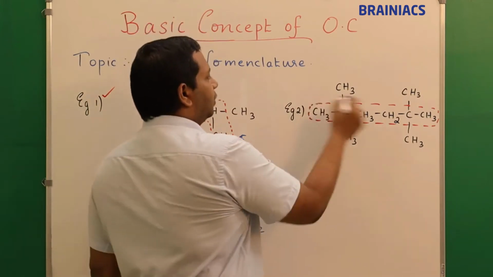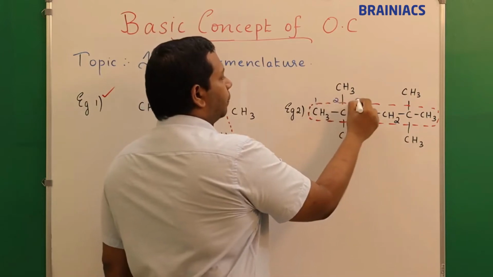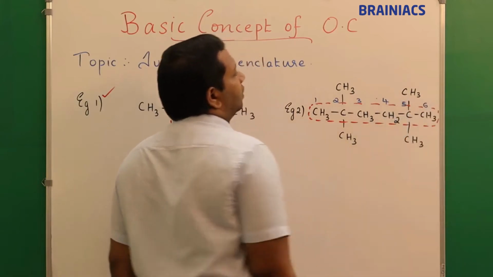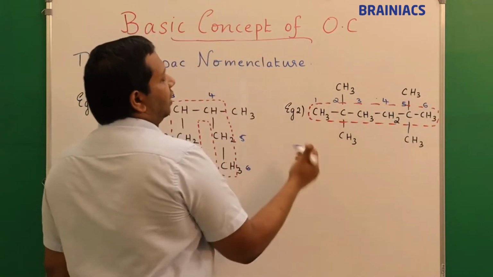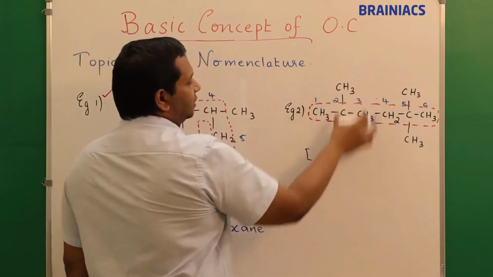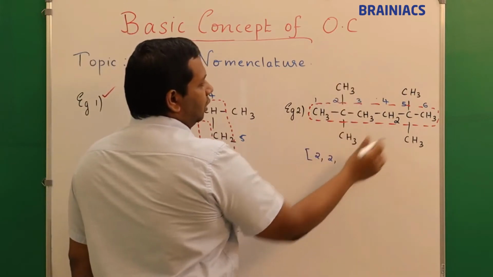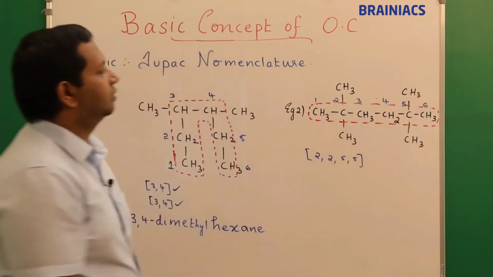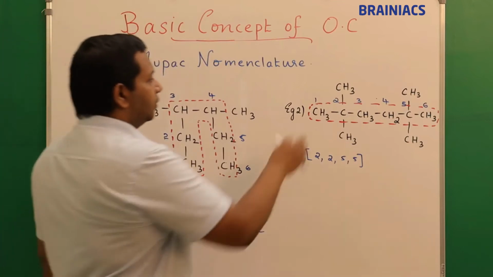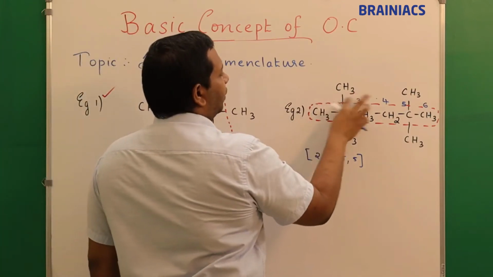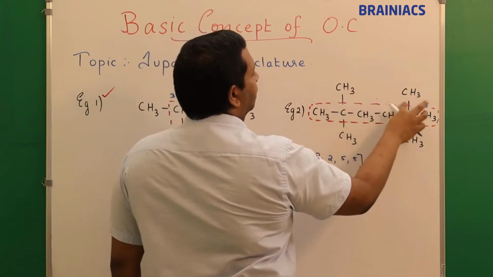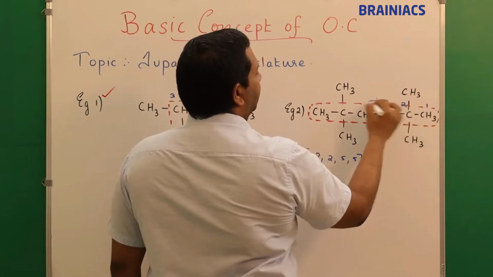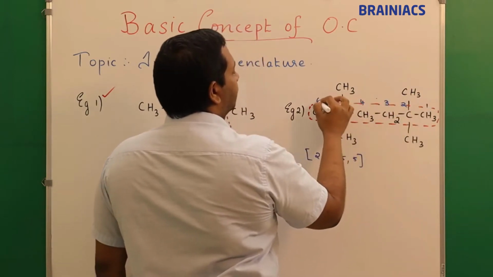So if I do it from left to right, 1, 2, 3, 4, 5, 6. If I do it like this, in which way are the locants coming? You know that CH3, CH3, so 2, 2, here 5, 5. So this is the numbering that is coming. Now suppose I try to find it the other way. I am trying to do it in this way: 1, 2, 3, 4, 5, 6.